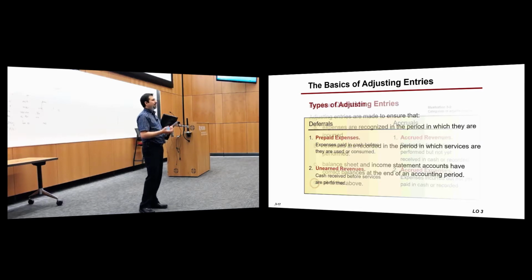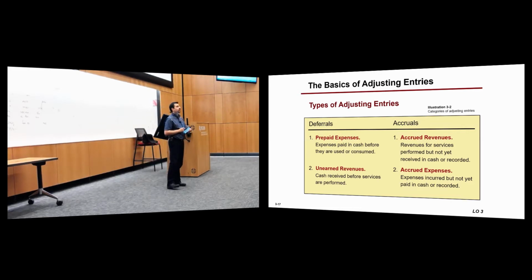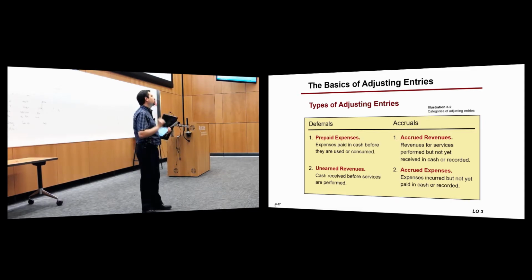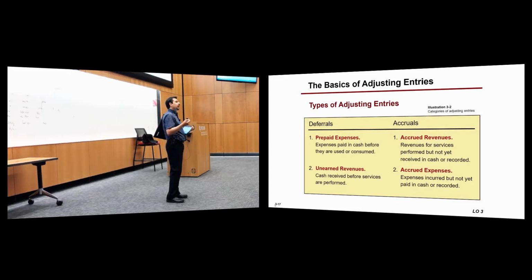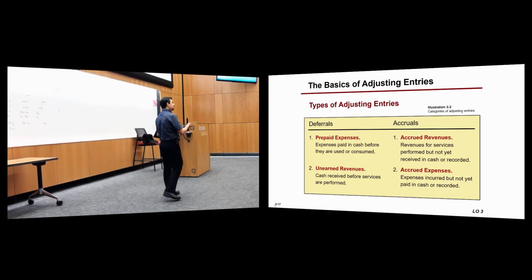You've already done that now, right? So we have two types of adjusting entries. We make adjusting entries for deferrals and adjusting entries for accruals. Deferrals are when an event happens after the exchange of cash. So the company either receives cash for a service that they will provide in the future, which will be unearned revenue, or the company pays in advance for a service that they will receive in the future, which will be a prepaid expense.